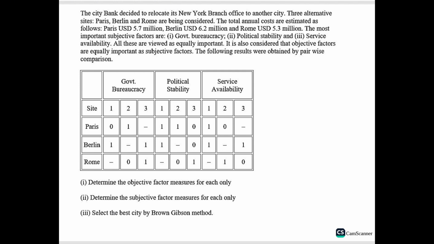Now, the total annual costs are estimated as follows. For Paris, it is 5.7 million US dollars, for Berlin, it is 6.2 million, and for Rome, it is 5.3 million. Now, you may think that Berlin would be the worst city to relocate the branch because it will cost more annually. But relocation does not depend only on annual cost. It depends on many factors, some of which are given here: government bureaucracy, political stability, and service availability. Now we'll talk about this table later.